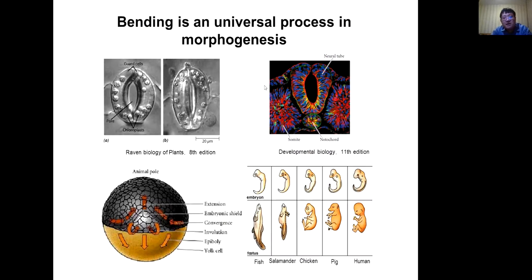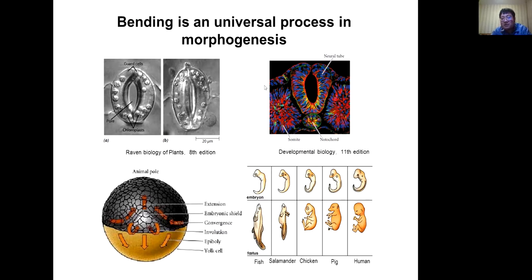As we all know, bending is a universal process in morphogenesis. It can appear at many levels. At the cellular level, a single cell can change its shape via bending, such as the guard cell bending to open the stomata. A tissue can also bend itself to form new structures, such as the neural plate bending and sinking to form the neural tube. Multiple tissues can also bend together to form higher-level structures, such as the germ layers or the gut.